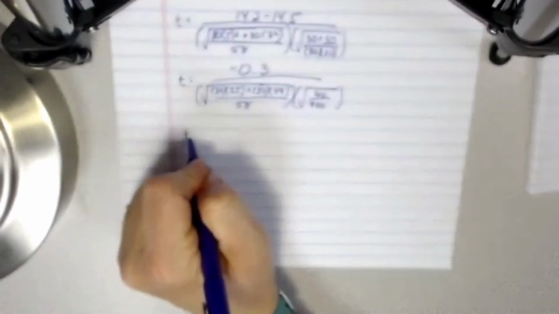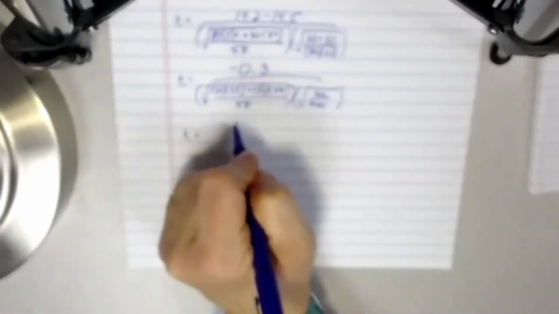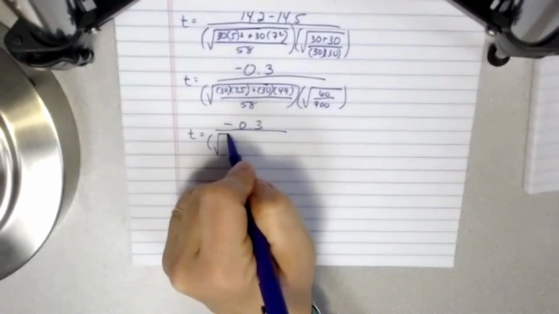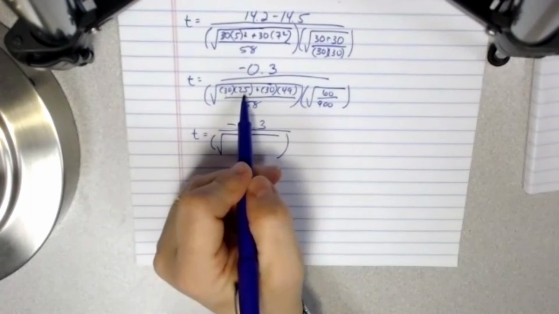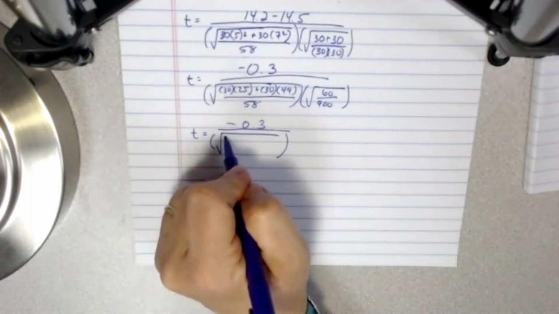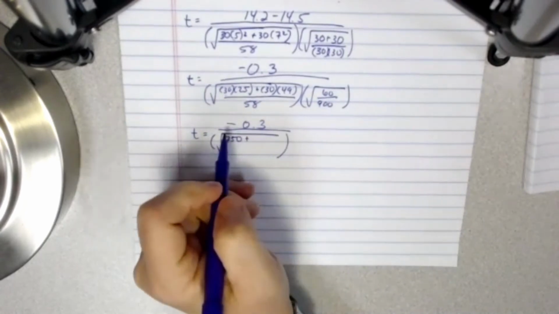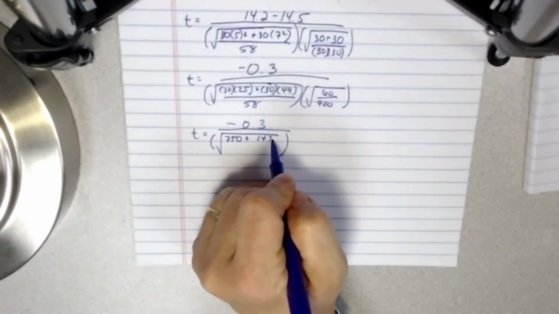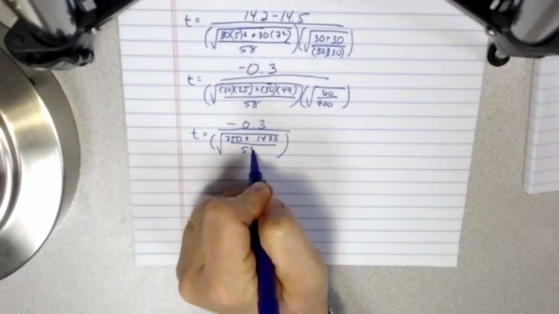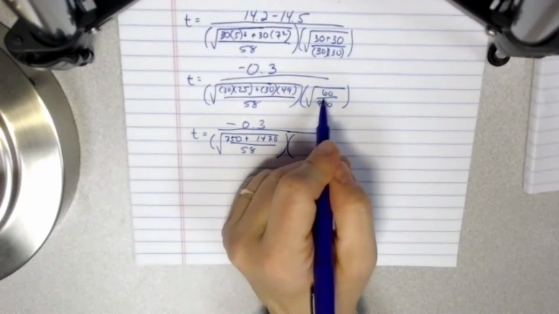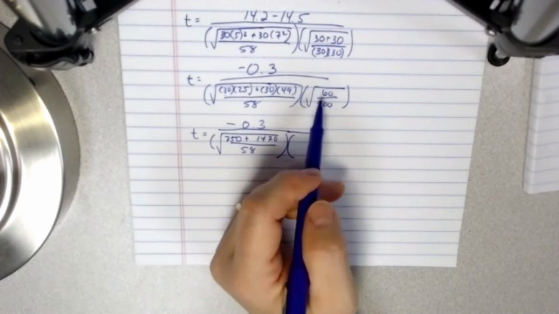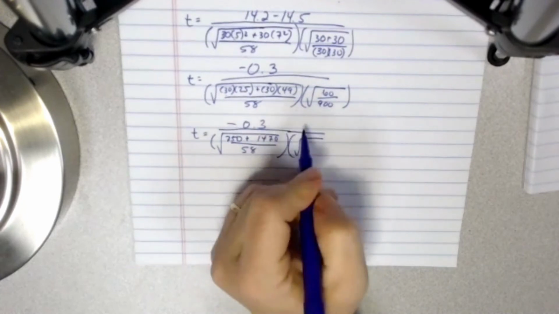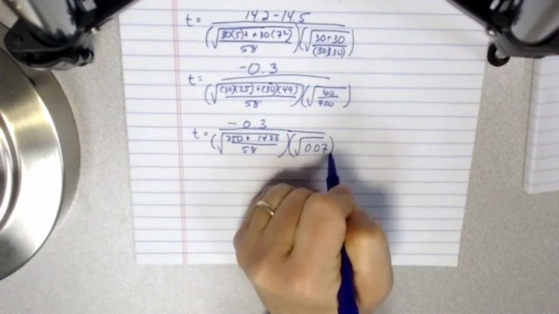In the next step of the calculation, I'm just going to continue running through my order of operations for the formula. So 30 times 25 is 750. 30 times 49, these numbers here, is 1,470 over 58. And then I'm going to carry this one to the next step, and I'm going to do 60 divided by 900. And so under the square root, I now have 0.07.